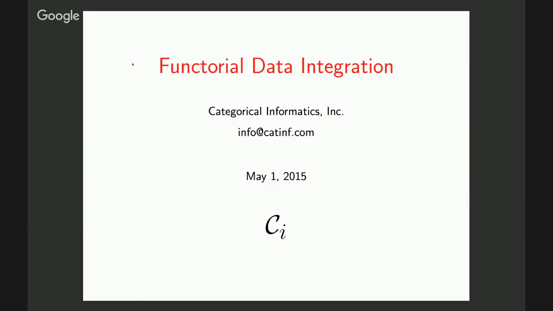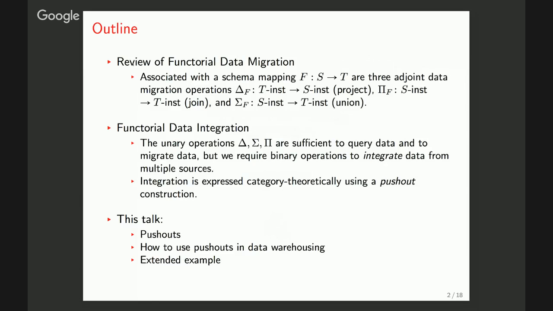Okay, so as I mentioned, the topic today is functorial data integration, and it is a continuation of the previous talk that we had on functorial data migration. So in this talk, we'll do a brief review of functorial data migration, talk briefly about the difference between migration and integration, and then talk about a technology called pushouts that categorical informatics uses to do data integration.